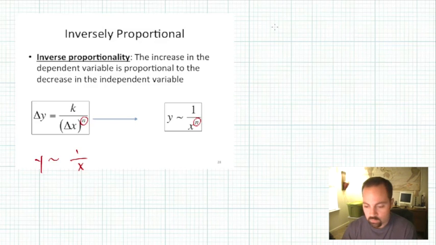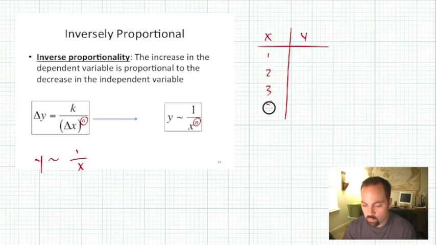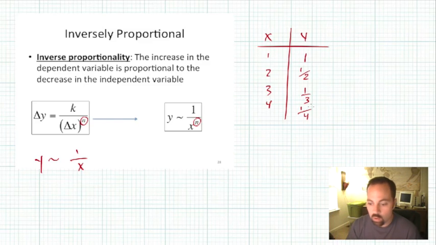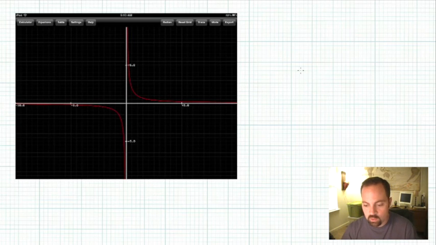Well, let's just do a quick little chart right here. X, y. So if x is 1, 2, 3, 4, then y is going to be 1. 1 over 1 is 1. And then it's going to be 1/2, and then 1/3, and then 1/4, etc. So as x increases, y is going to get smaller and smaller. Looks kind of like this. Right here, y equals 1 over x. And we have these two sort of inverted graphs, mirror images of each other.